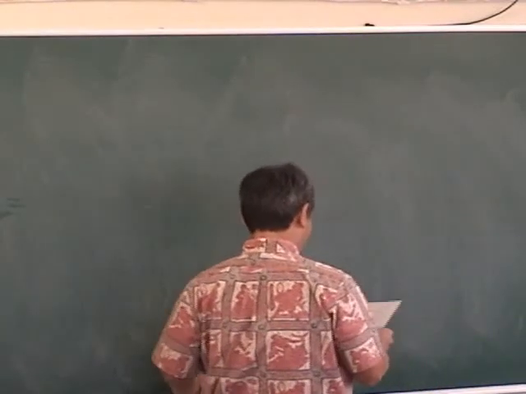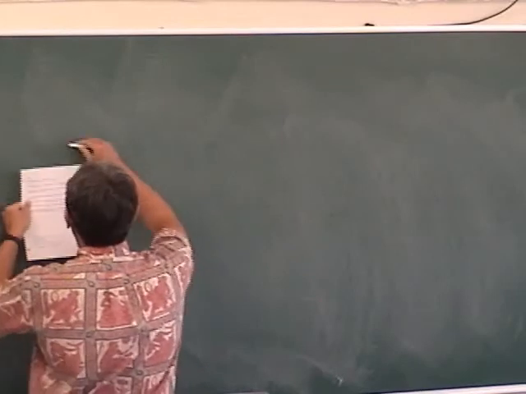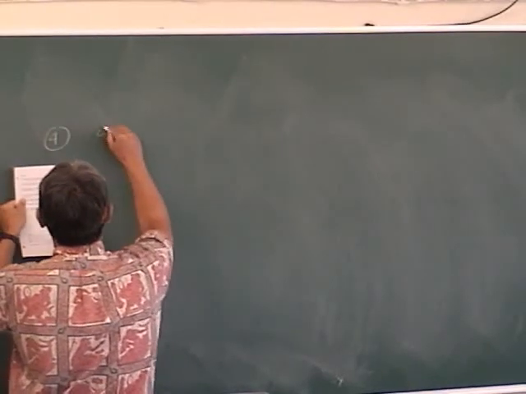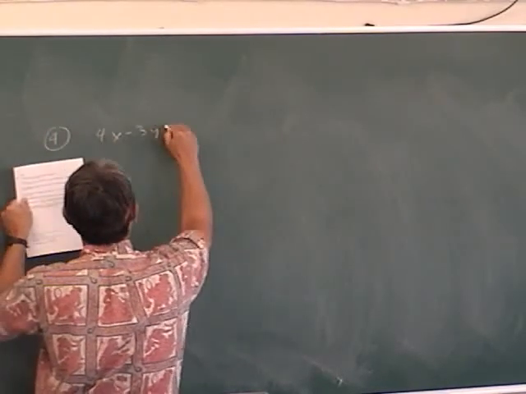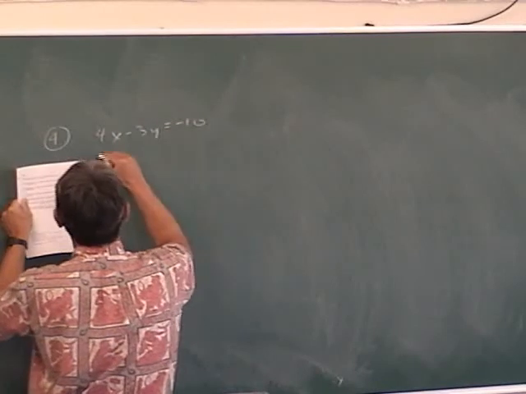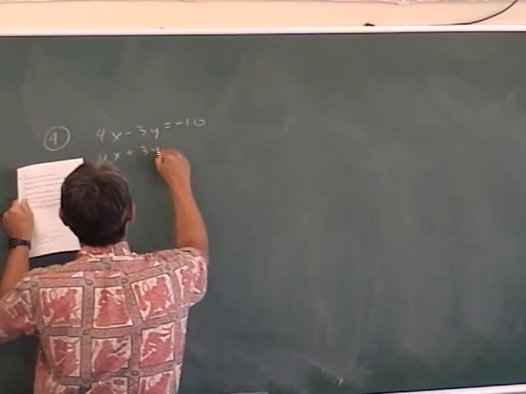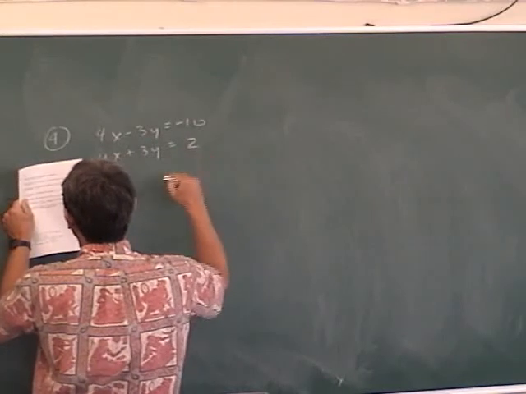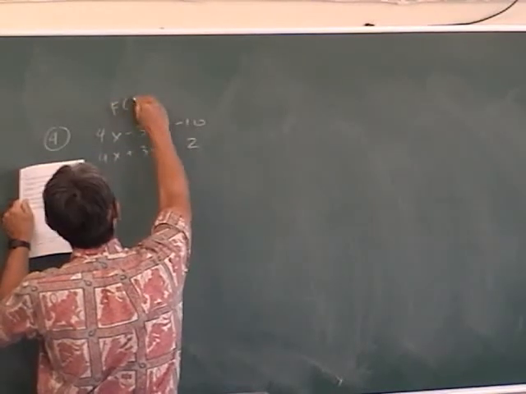Okay, number 4 and 5. Number 4: here are the two asymptotes, -x plus y equals... I'm going to put -10, and 4x plus 3y equals 2. One focus is at the point (14, 2).